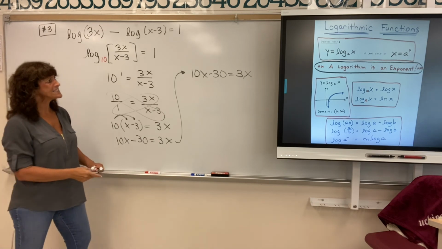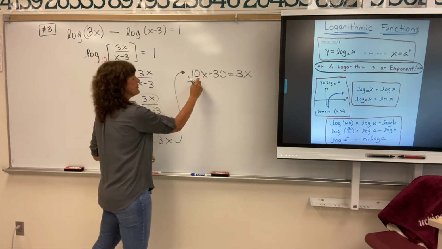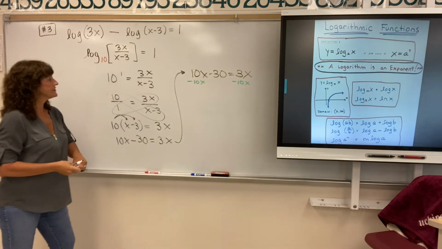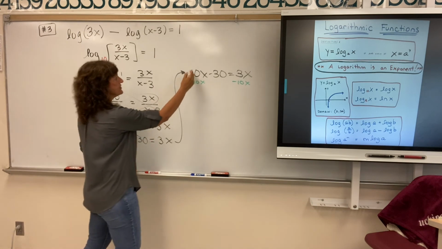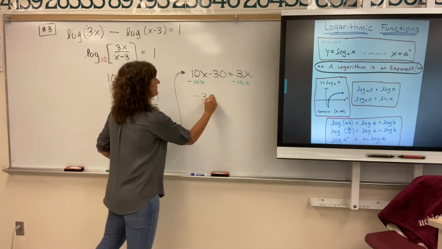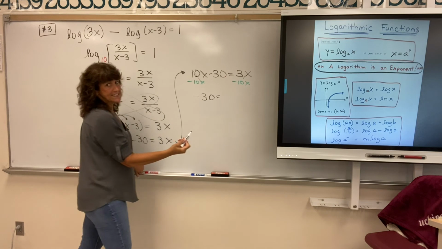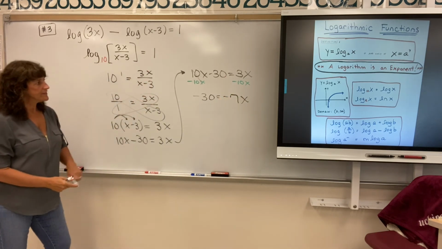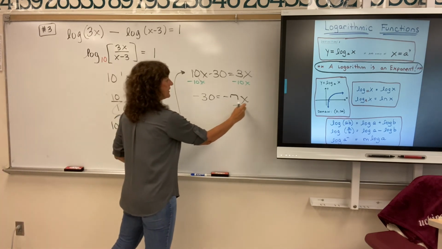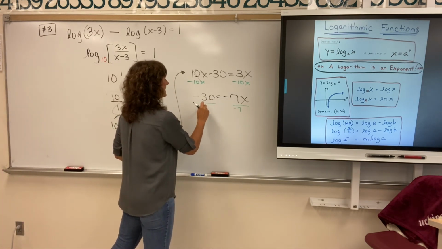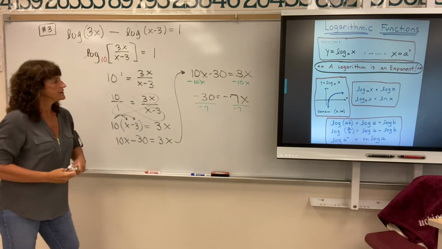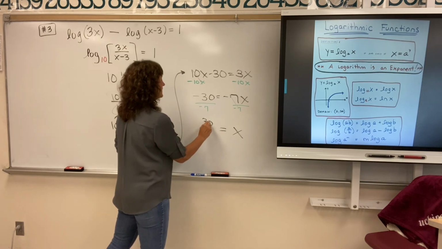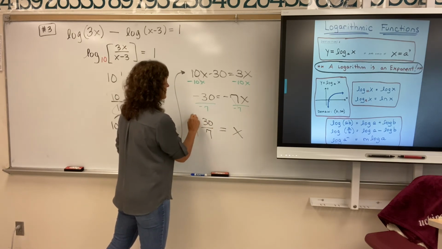We want to solve for x. So subtract 10x from both sides. 10x is canceled, so negative 30 equals 3x minus 10x. You're taking 10x's away, so negative 7x. We don't want negative 7x, we just want to solve for x, so divide both sides by negative 7. The negative 7's cancel, so x is going to be 30 over 7.